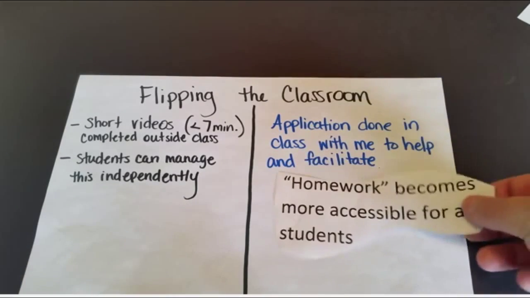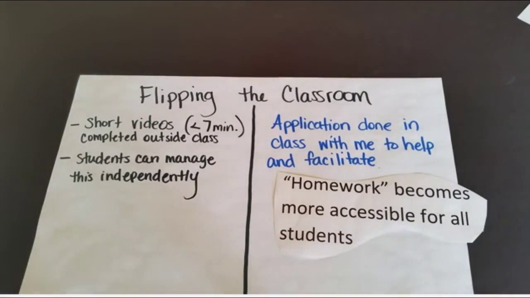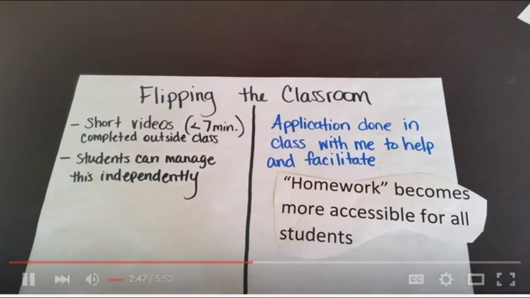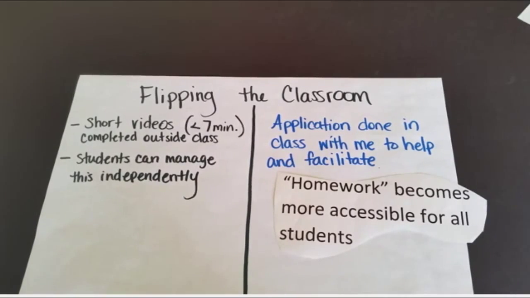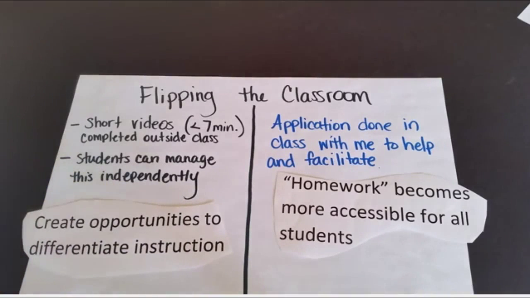What I found is by flipping the classroom, homework becomes more accessible because simply watching a 7-minute or less video for all students is very easy to do. Even if a student doesn't have internet access, a lot of times these videos become the first 4 or 5 minutes of class at some point before that lesson takes place. Create opportunities to differentiate instruction.